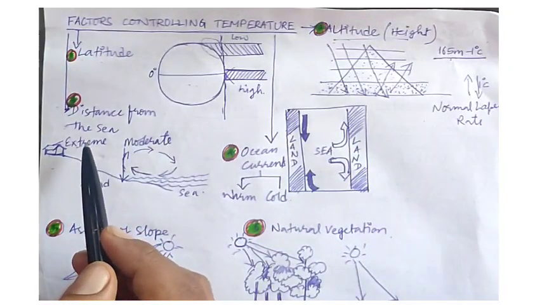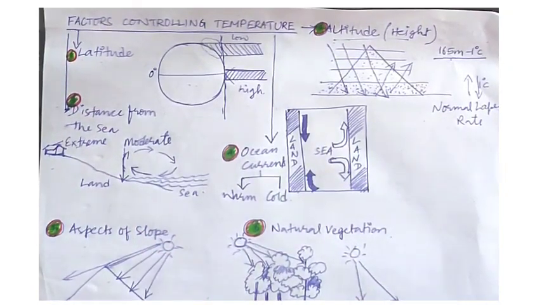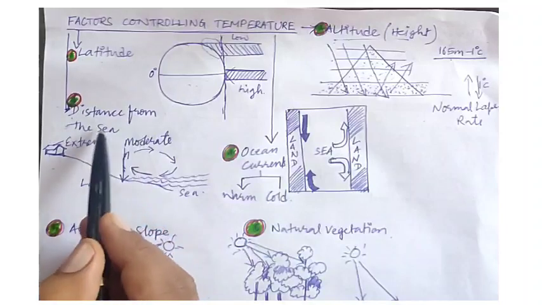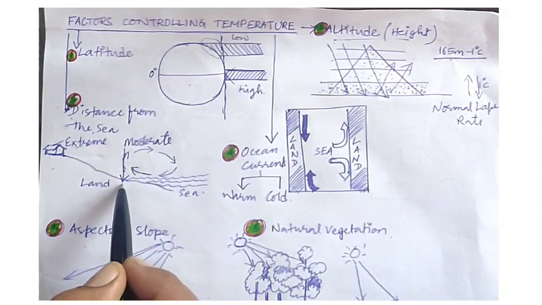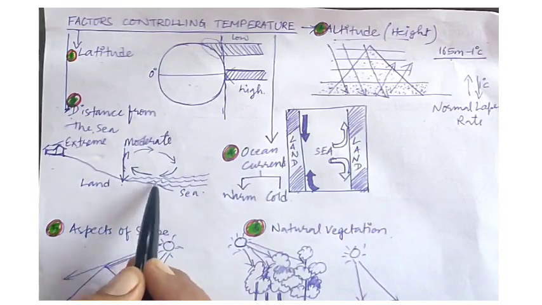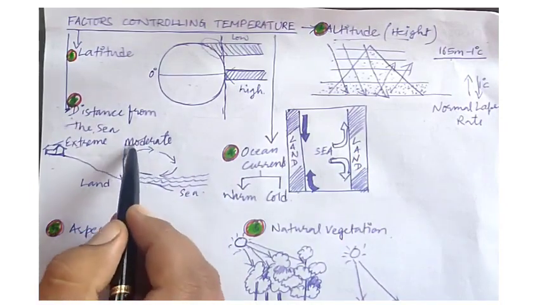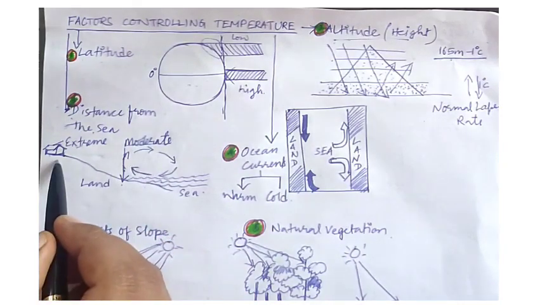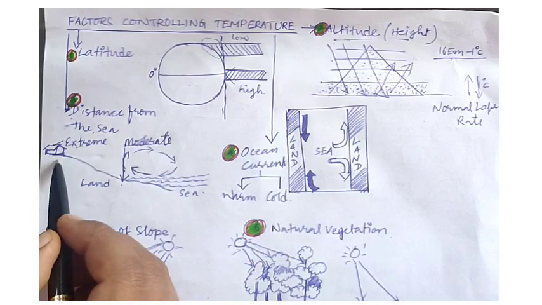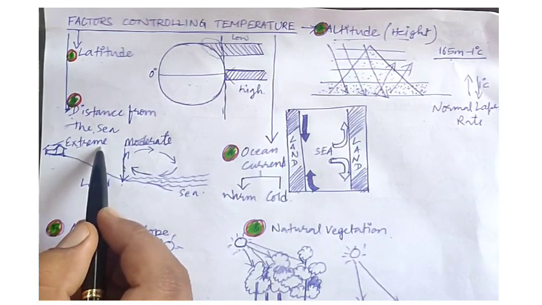Next we have the distance from the sea. Here, the land which is very near to the sea will have a moderate type of climatic condition, mild, neither too hot nor too cold, whereas the places which are far away from the sea will have an extreme type of climatic condition.